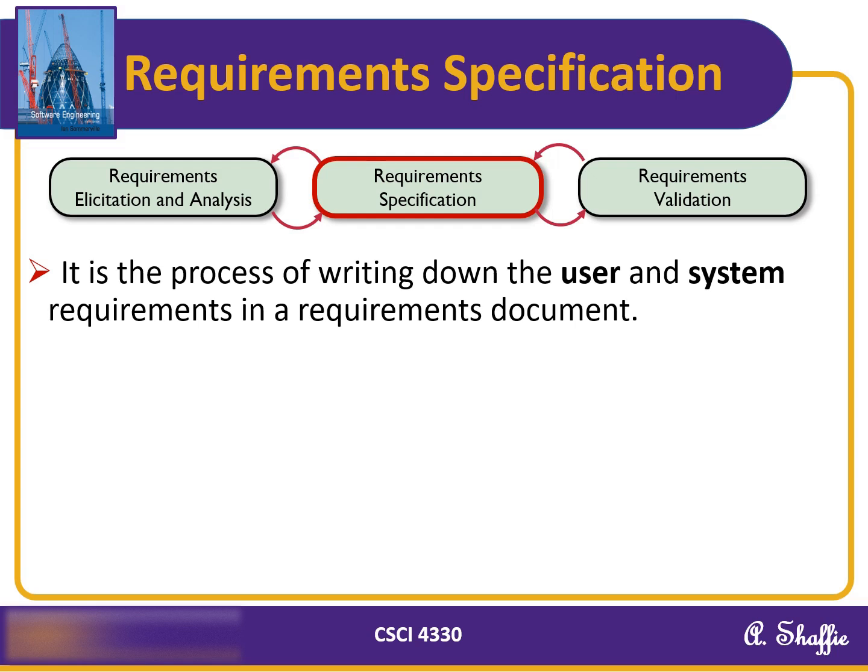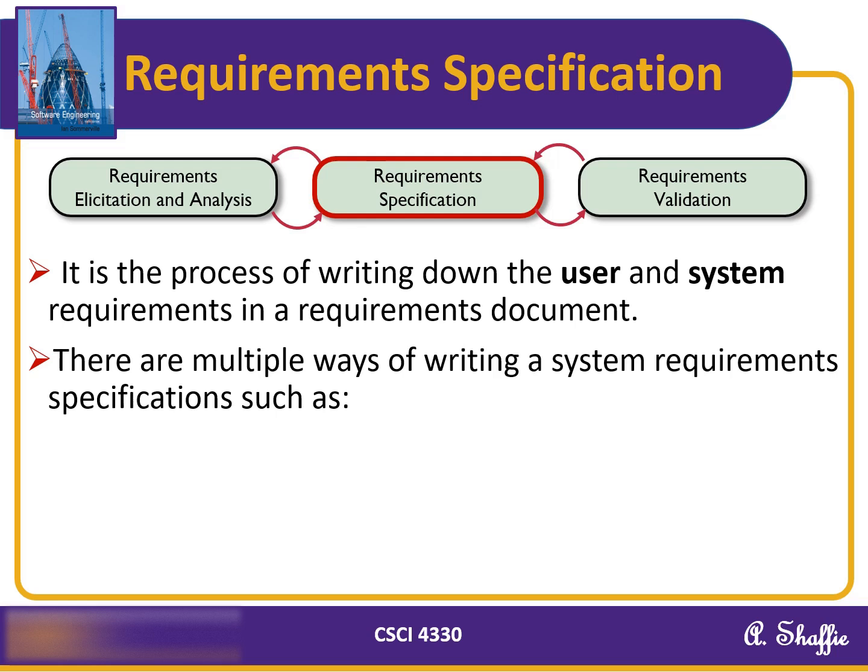Now let's move on to the next activity, which is requirements specification. Requirements specification is the process of documenting the user and system requirements in a structured document. Here, user requirements need to be written in a way that's understandable to end users and customers who may not have a technical background at all. In contrast, system requirements are more detailed and often include technical information that guides the development team.